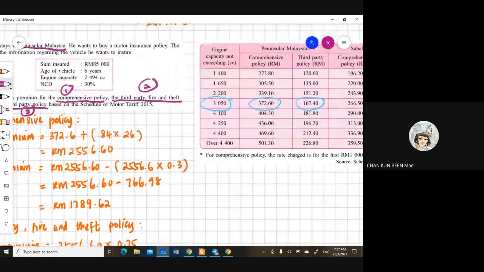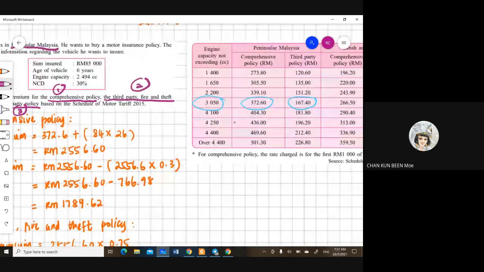Okay, by referring to the motor tariff, you can see the engine capacity is 2494. So it's under this category. Because this one is 2200, that is less than that, but the number is greater than this, so you have to choose this category. So for comprehensive policy is 372.6.